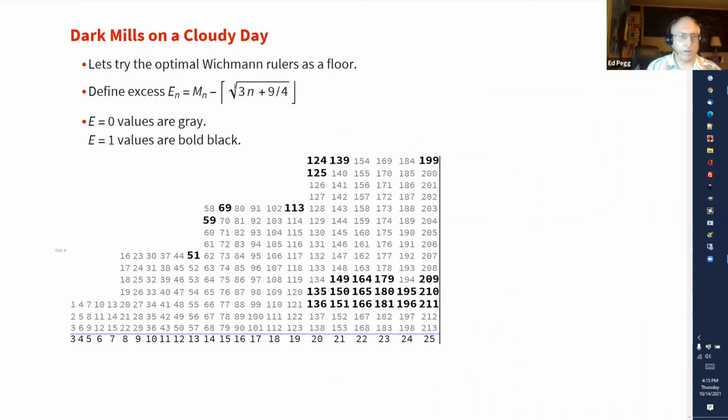I defined the excess value using this (3n + 9)/4 formula. When the excess value was 0, it was gray, and when it was 1, it was bold. This seemed to be a very nice pattern. I developed a program based on Wichmann ruler recipes and some other recipes I'd found, and also just playing around with existing rulers that were still known.